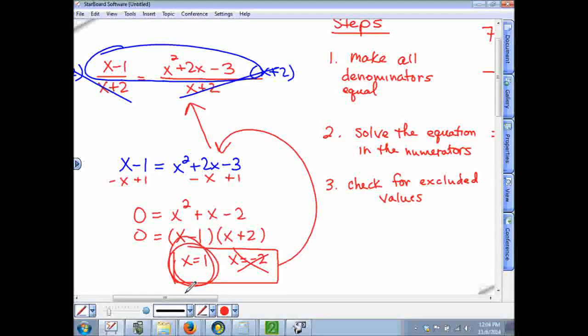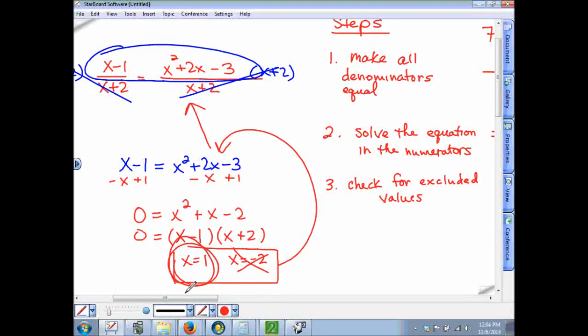So in these problems, will they ask you for the excluded value, or do you have to check for them at the end? You get a couple of answers, and some of them might be excluded. It could have been that both of those worked, so you don't always have the answers that are excluded. Sometimes you do, sometimes you don't. Are you supposed to state it, or only circle the answer that works? Yep.